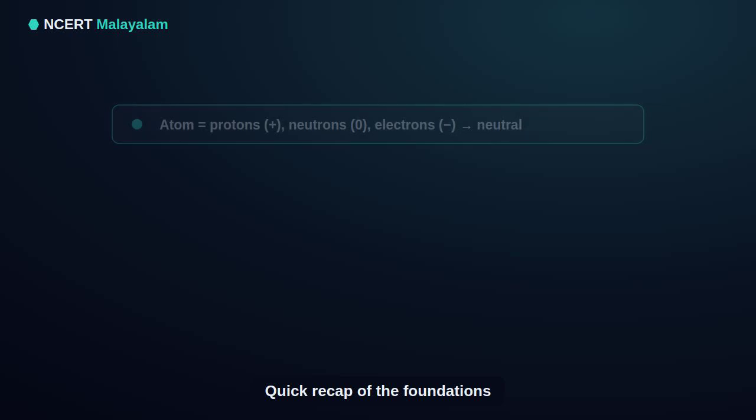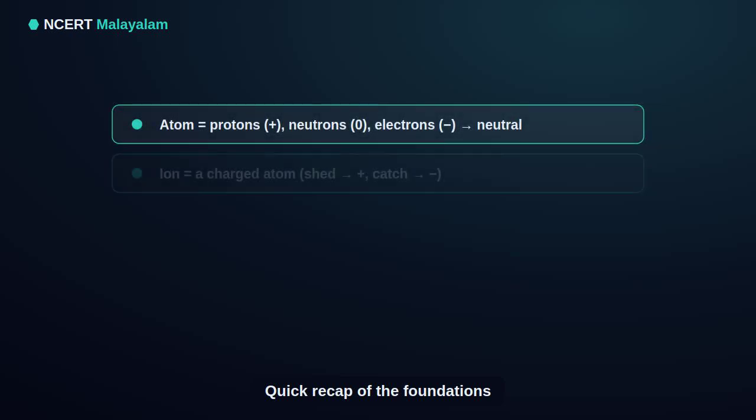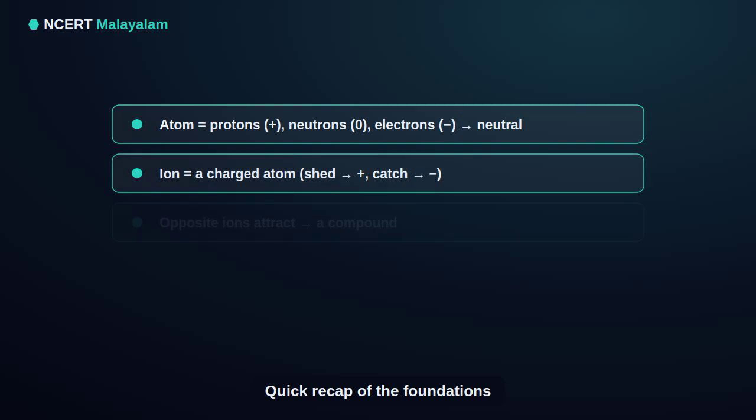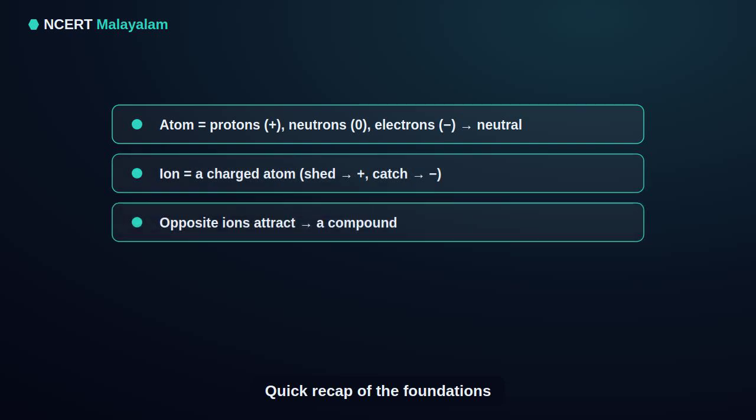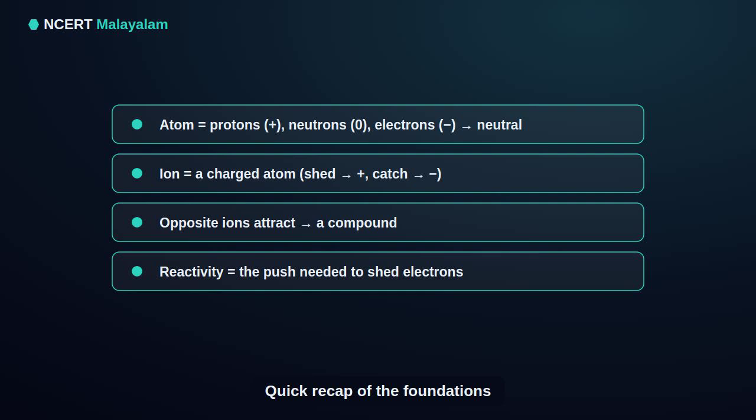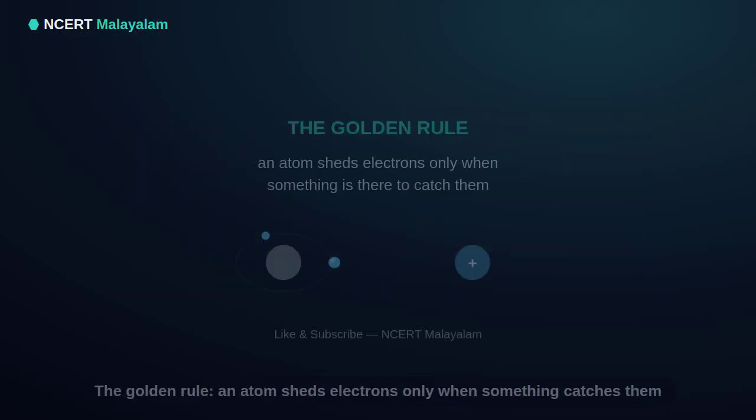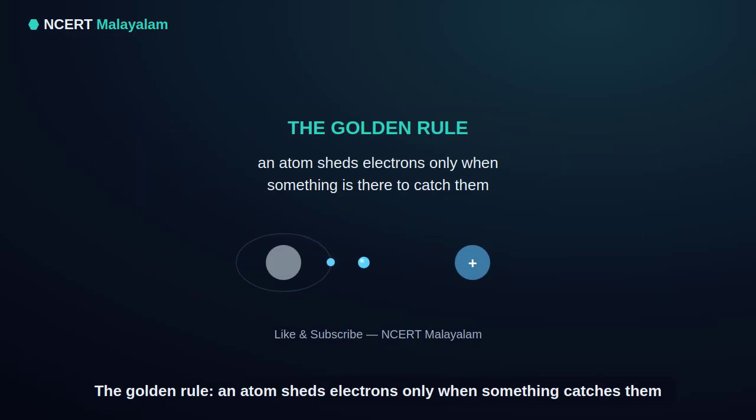Let us quickly recap the foundations. An atom has protons, neutrons and electrons, and an ordinary atom is neutral. When an atom sheds or catches an electron, it gains a charge, and that is an ion. Opposite ions lock together to form compounds, and reactivity is how easily a metal sheds electrons.